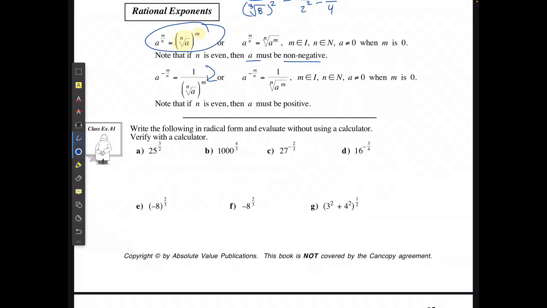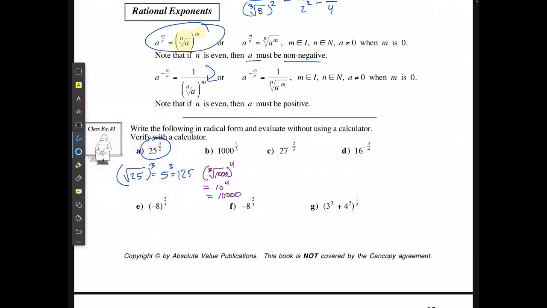So, if I'm writing the following in radical form and evaluating, then I'm going to say that this would be the same as the square root of 25 to the power of 3, which is the same as 5 to the power of 3, which is the same as 125. For example B, I have the cube root of 1000 to the power of 4, which is the same as 10 to the power of 4, which is the same as 10,000.